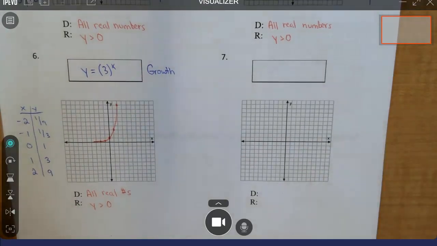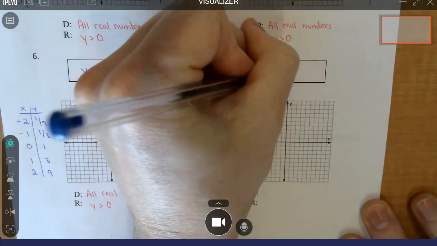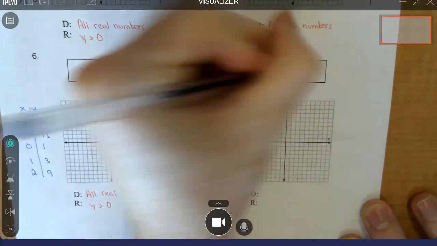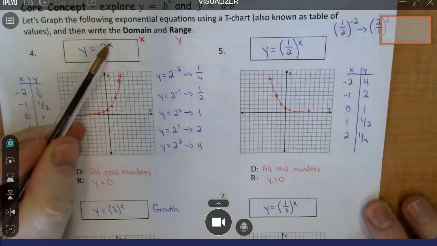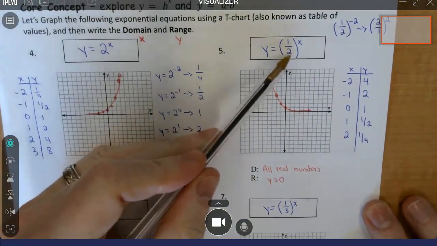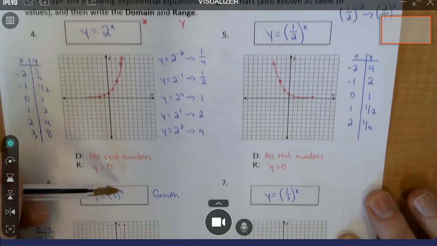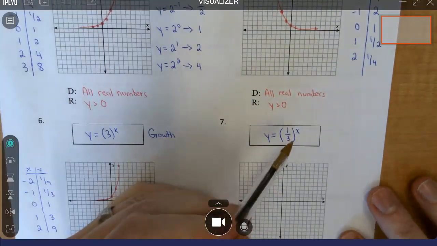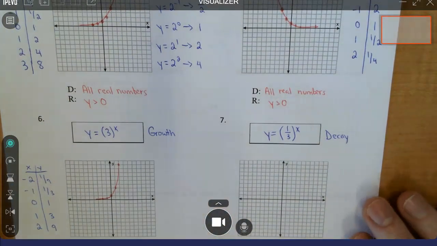So there's that graph. And now we'll go ahead and do another decay graph, which means my b value is between 0 and 1. And we're going to do y equals 1/3 to the x power. Now if you remember the first 2 graphs we did, we had y equals 2 to the x, and then we did y equals 1 over 2 to the x. Well, we're going to follow that same thing here. We started with y equals 3 to the x down here. Now we're going to do y equals 1 over 3 to the x. So because this b value is between 0 and 1, I know it's going to be decay. I know it's going to go down and to the right.